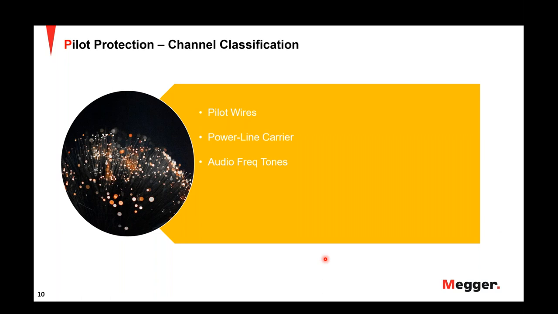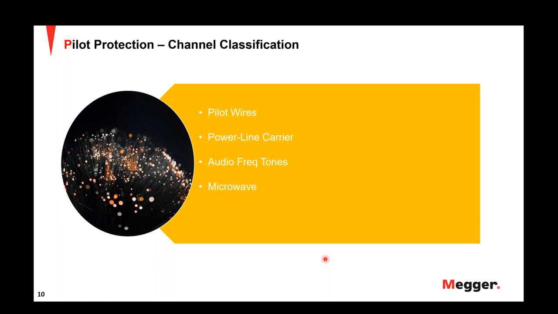The next type is the audio frequency tones. These tones could be used with most types of communication channels like power line carrier, twisted wire pairs, etc. And they usually are in the range of 1,000 to 3,000 hertz.